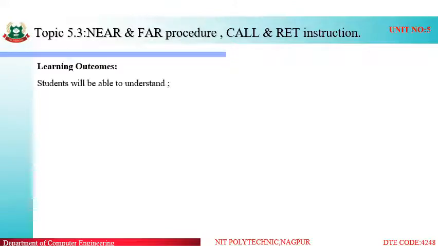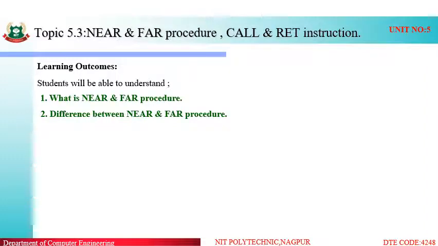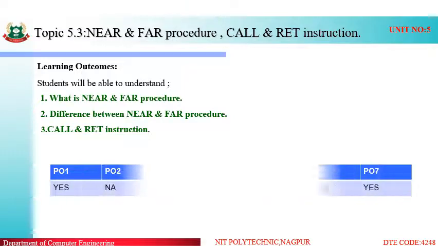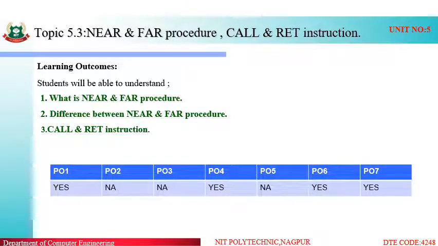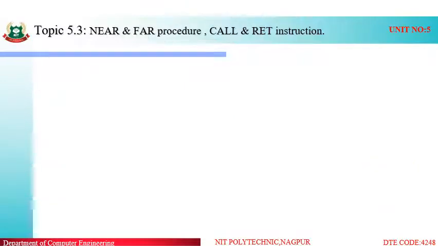So coming to the learning outcomes, in this video we will see what are near procedure and far procedure, and we will also see the difference between the near procedure and far procedure. Similarly, we have to see the call and the return statements which are used when we use the procedures. POs mapped are PO1, PO4, PO6 and PO7.